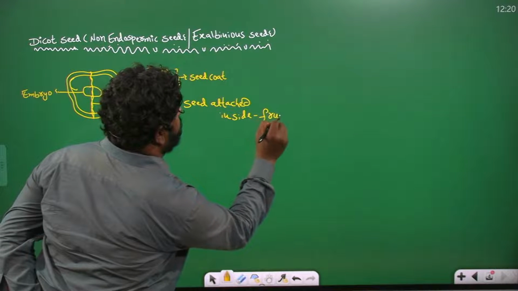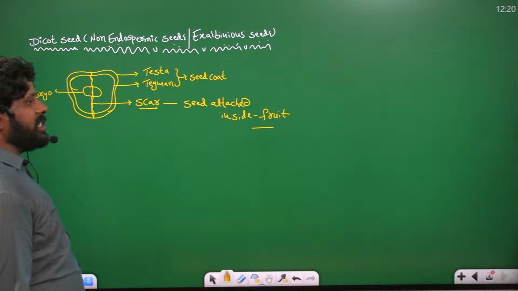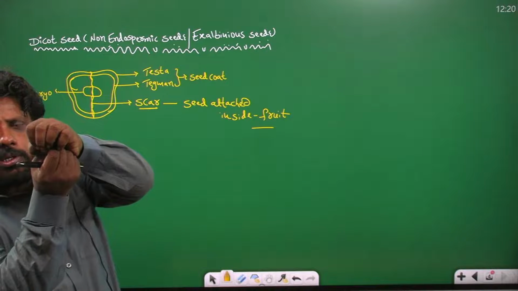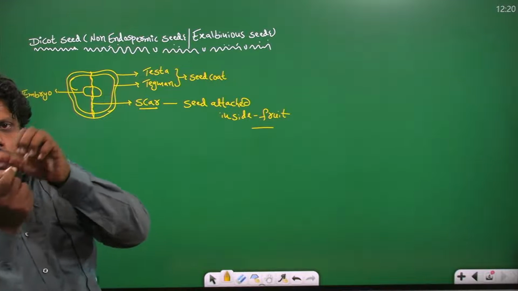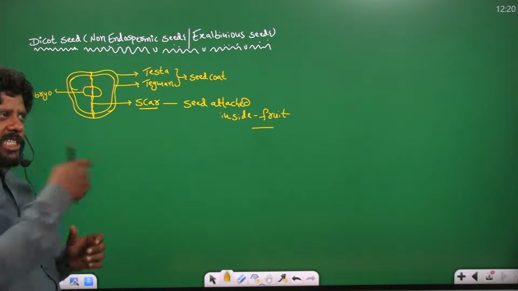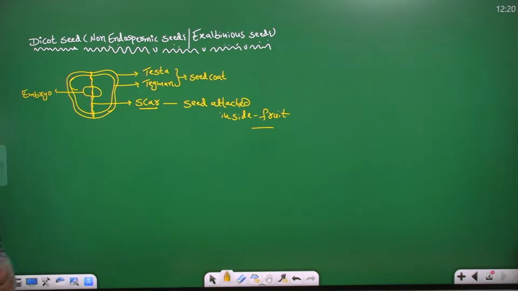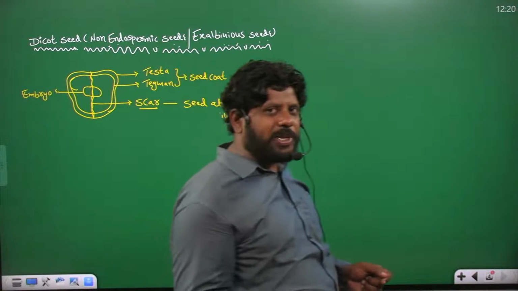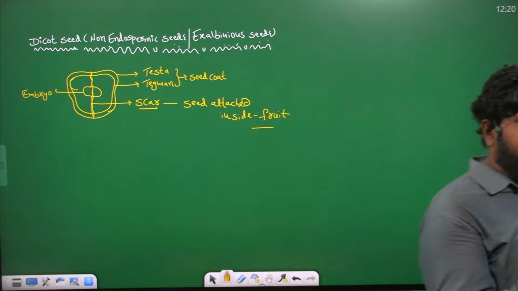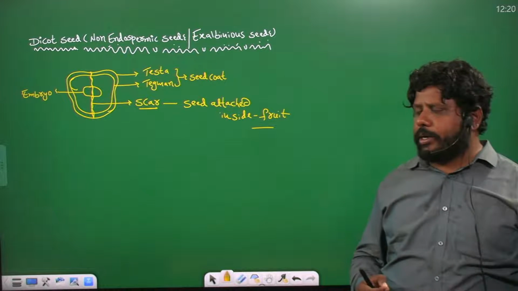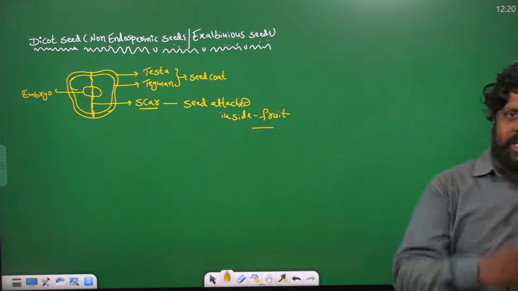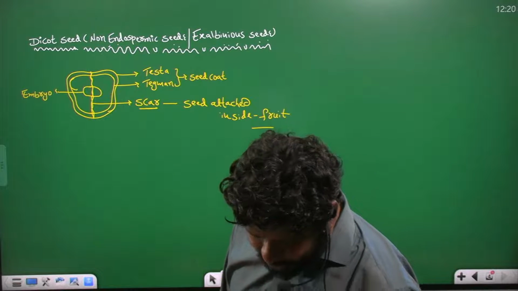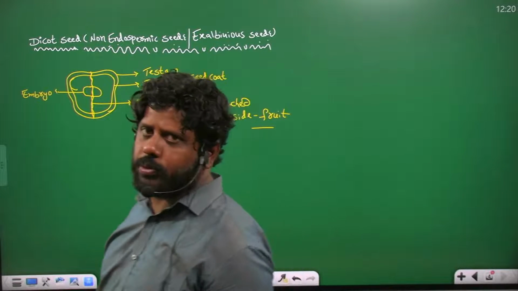Generally, where are seeds present? Generally, seeds are present inside the fruit. Imagine this is the fruit. Inside the fruit, the seed is present. How are seeds attached inside the fruit? With the help of the scar. On the surface of the seed, a thick scar is present. With the help of that scar, the seed is attached to the inside of the fruit.